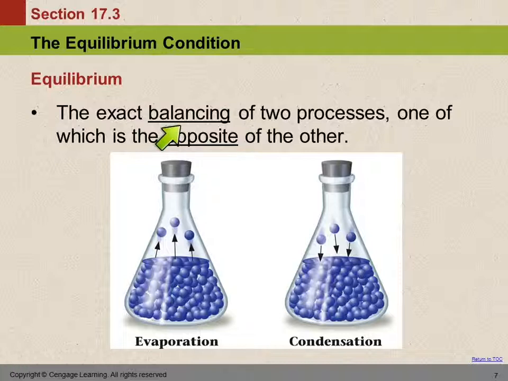It's the balancing of two processes that are opposing each other. So one process is the opposite of the other. And a good example of this is evaporation and condensation. Evaporation is particles going from the liquid state into the gas state. Condensation is the opposite, going from the gas state into the liquid state. At equilibrium, these processes are exactly balanced. The rate of one is equal to the rate of the other. They're just going in opposite directions.